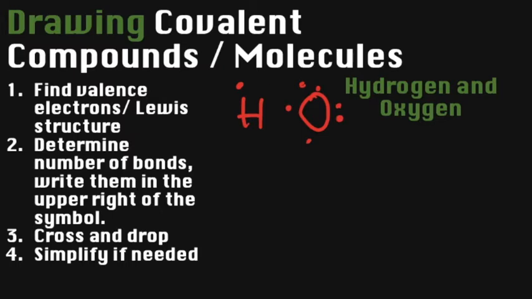The next thing you're going to want to do is determine the number of bonds that each one wants to make. Remember, hydrogen only wants to make 1 bond because it only needs 1 more valence electron. But when you look at oxygen over here, oxygen has 2 open spaces, so it would like to make 2 bonds. So now we figured that out. The question is now, how can we combine these two in such a way that they actually both get what they want? So hydrogen gets 1 bond, oxygen gets 2 bonds.